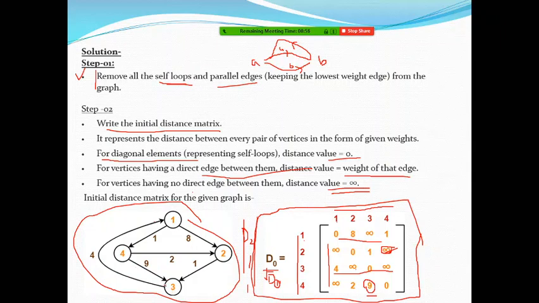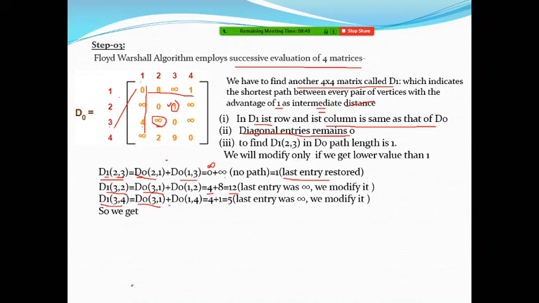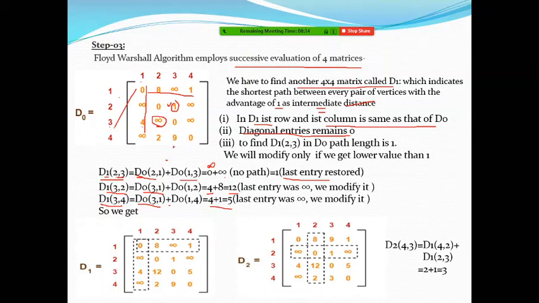There is no edge from 3 to 4. You can see from 3 to 4 there is no direct path. But if we take advantage of 1, yes, we can connect this city with 4, like 3 to 1 and then moving from 1 to 4. We don't need this diagram. We can just take help of this matrix, and then it is 4 plus 1, 5. So yes, we should modify this distance. With this we'll get the matrix D1. This matrix was D naught, and from it we have obtained this matrix.